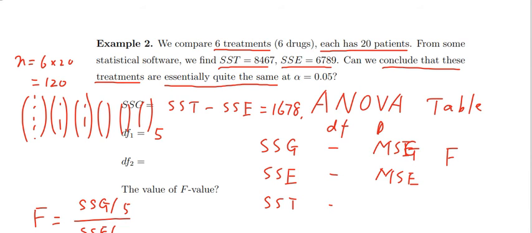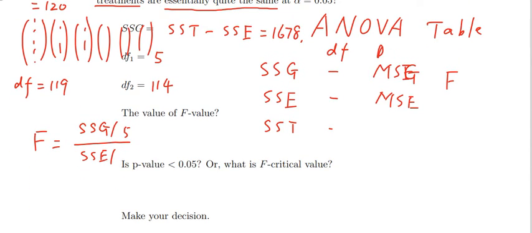Then the total degree of freedom is 119, which is N minus 1. If this is 5, then this is 114. At first, we determine the degree of freedom, so the degrees of freedom are 5 and 119.